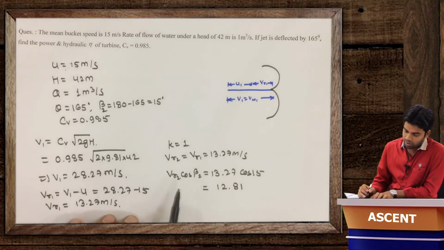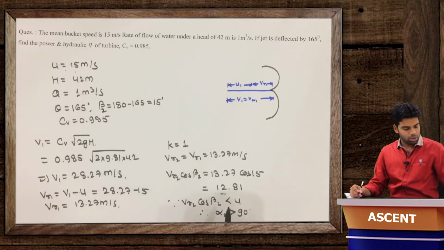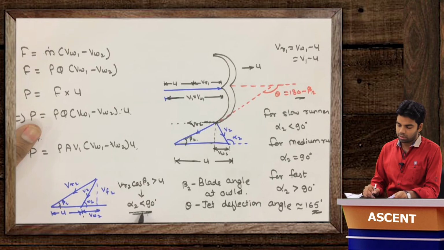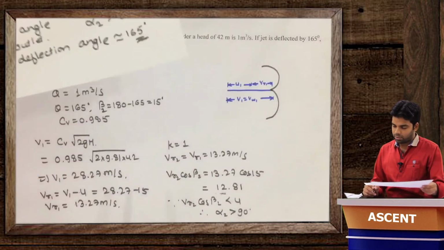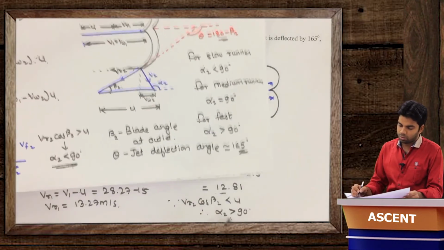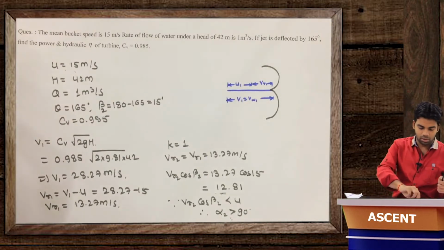Getting this or not? Okay, now this Vr2 cos of beta 2 is 12.81 and u is 15 meter per second. That means since Vr2 cos of beta 2 is less than u, therefore alpha 2 should be greater than 90 degree. As I told you, if Vr2 cos beta 2 is greater than u, then alpha 2 is less than 90 degree, and otherwise alpha 2 is greater than 90 degree, and we will get the velocity triangle like this.